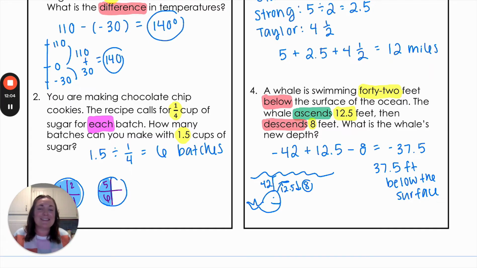So we've got this. We started below the surface. We went up a little bit, down a little bit. We wound up 37.5 feet below the surface of the water. Okay, the next few problems are going to be some multi-step problems that might get a little bit more challenging.